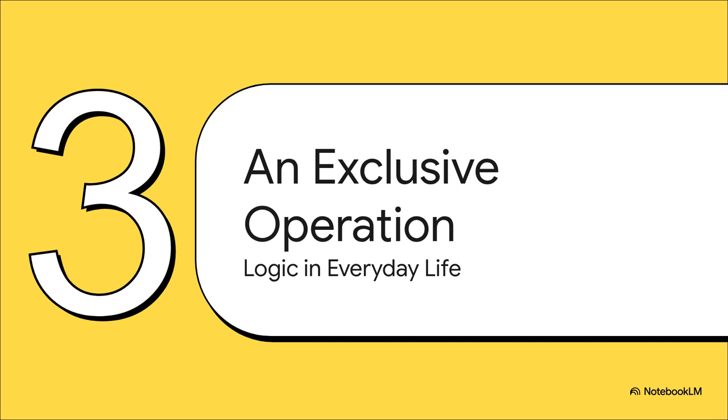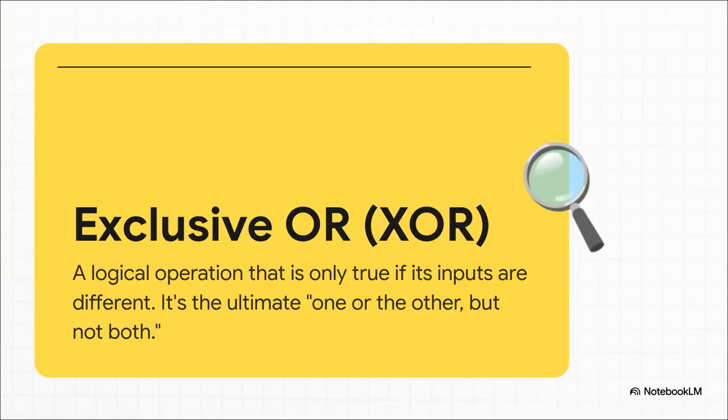Okay, we're going to start with a concept from logic, and I guarantee you use this every single day without even realizing it. It's called the exclusive OR, XOR for short. You can think of it as the logic of strict choices. It's only true if one input is true and the other is false. It is literally the definition of one or the other, but not both.